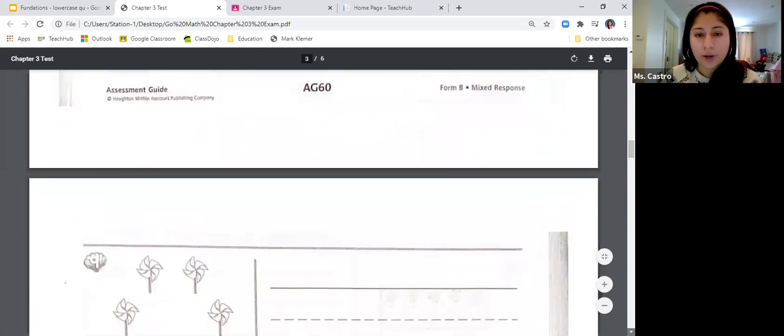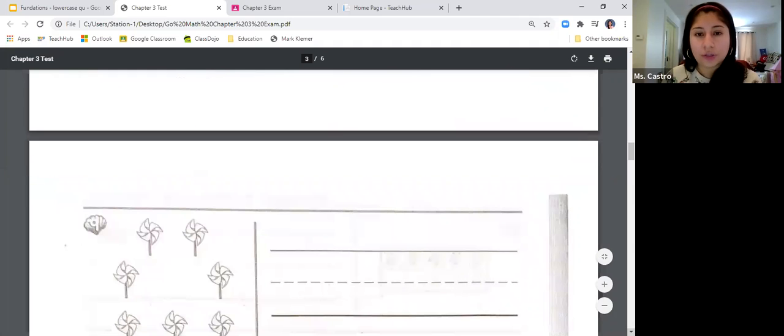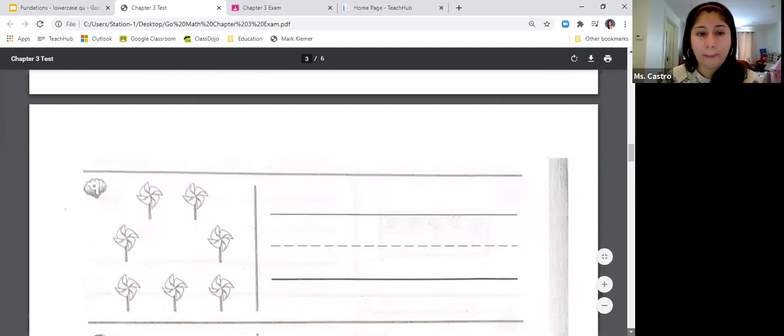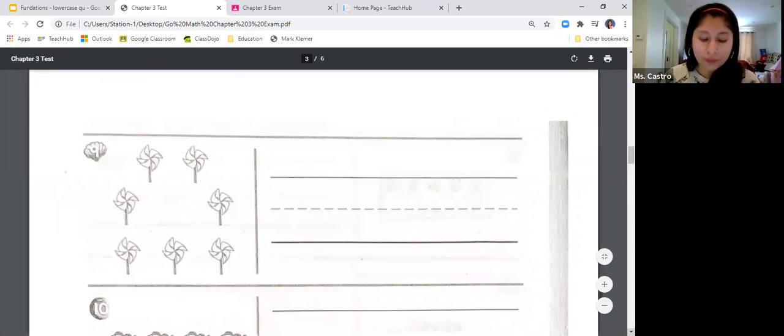Moving on to the next page, 3rd page. This is a part where you're going to be filling in the answers on the line. There's no more bubbling in. So they give you some pinwheels for number 9. They want you to count the pinwheels and then write the number on the line.